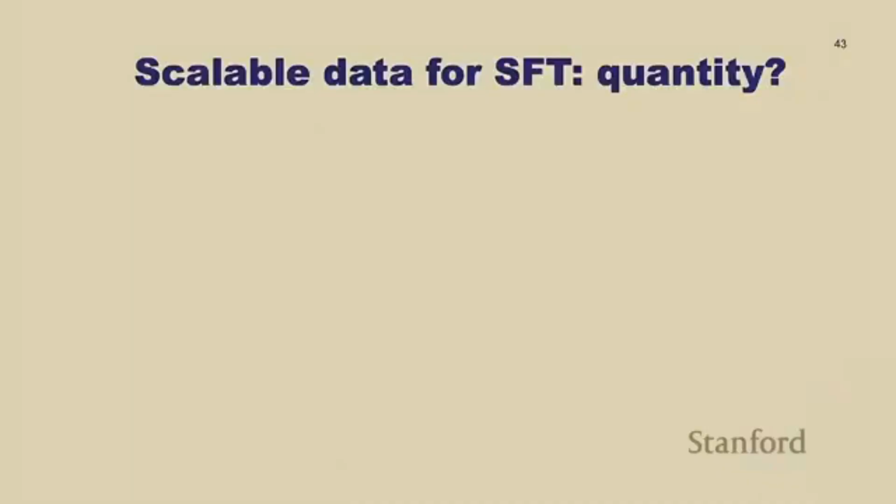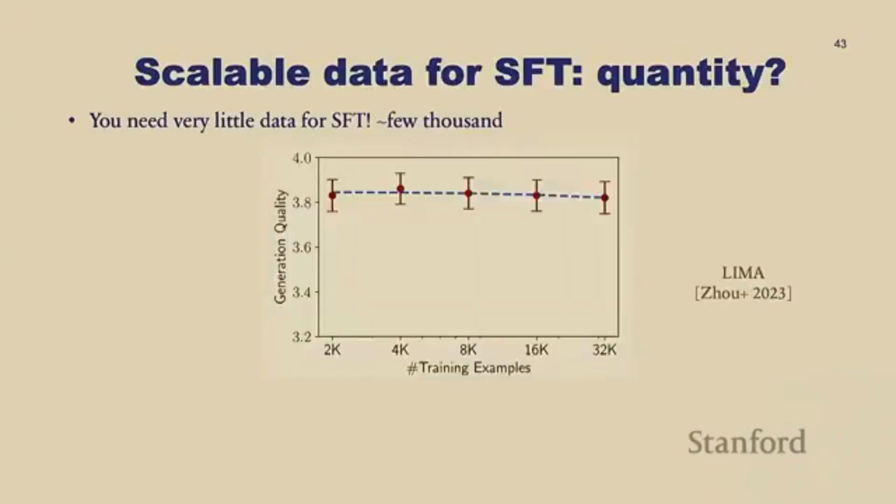Quantity of data. We talked about what type of data and how we collect it. One thing which is surprising with SFT is that you don't need that much data. What this paper, called LIMA, showed is that if you scale the amount of data used for supervised fine-tuning from 2,000 to 32,000, it really doesn't help much. So here, scaling laws definitely don't help.